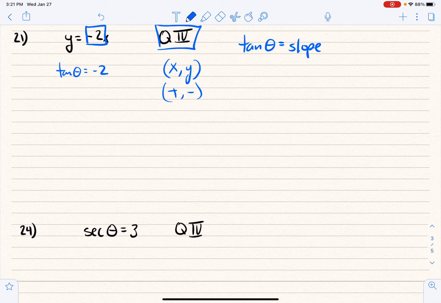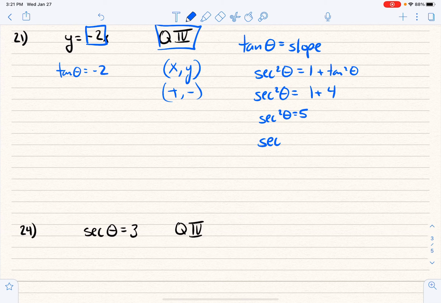Now, again, it didn't say you had to use trig identities to find the other trig functions, but I like using identities. And so I would say, well, I know that secant squared theta is equal to 1 plus tangent squared theta, which is to say secant squared theta is equal to 1 plus, I'm going to square that negative 2 and I get positive 4. So secant squared theta is equal to 5, which means that secant theta is equal to plus or minus square root of 5. So which one is it, positive or negative? Well, for the x, we know that we're dealing with positive, all right?